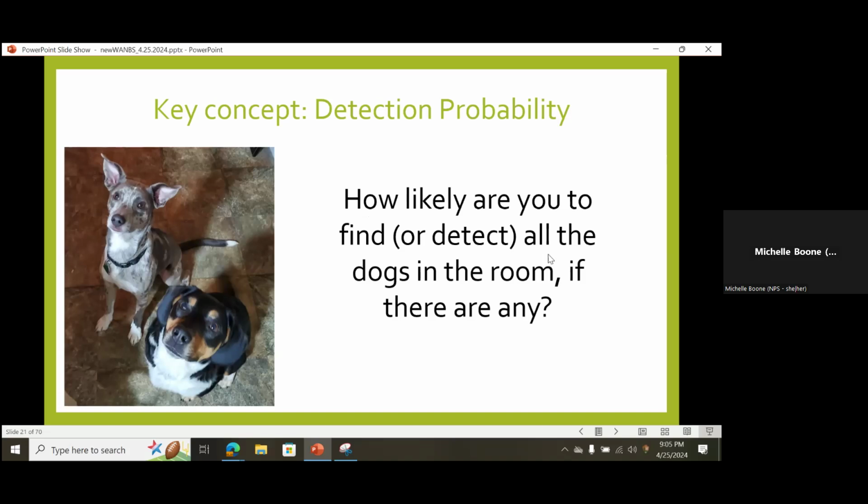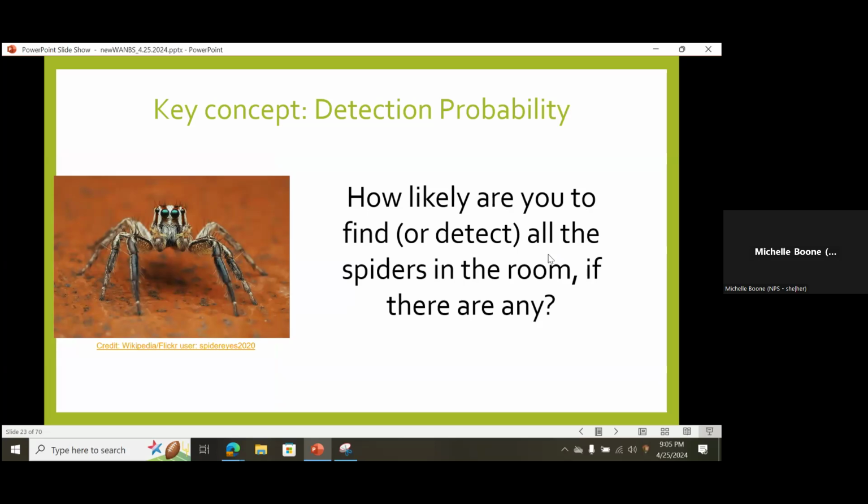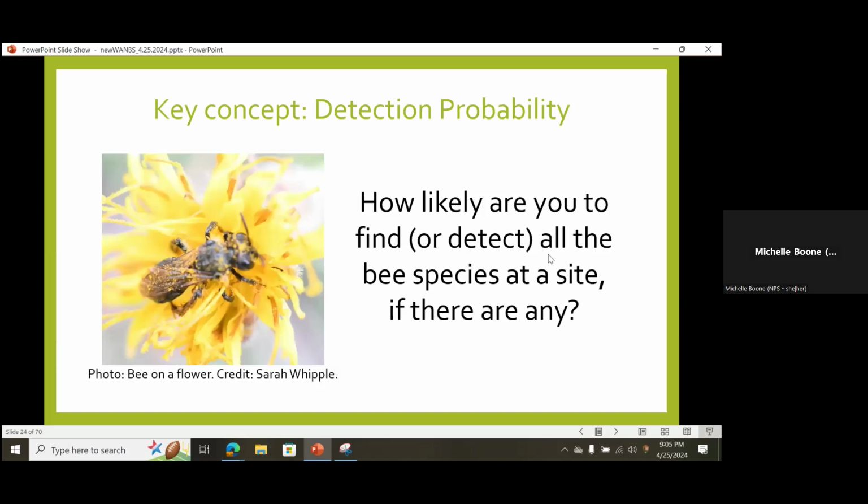But let's think about those same questions, but this time let's think of spiders. So are there any spiders in the room with you currently? This is, again, a presence absence question, but it's going to be a lot harder to answer. You're going to need some time to search. And if we ask you the next question, how likely are you to find all the spiders in the room? I think most people, unless you just really, really are good at searching all the nooks and crannies, you're not going to be 100% sure that you found all the spiders in the room. You just can't. And the same applies to bees.